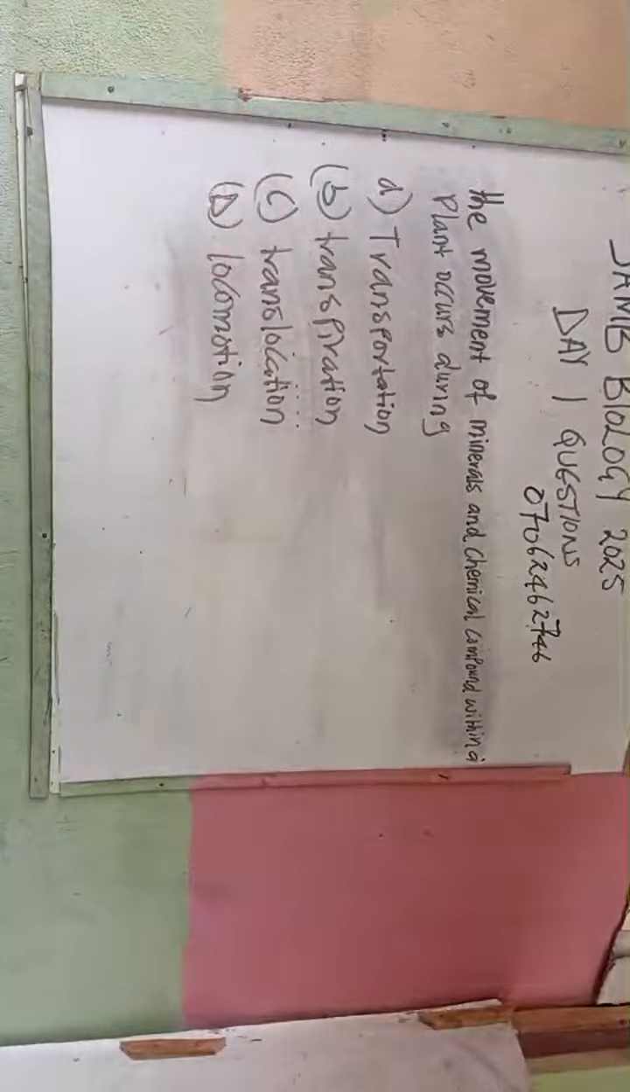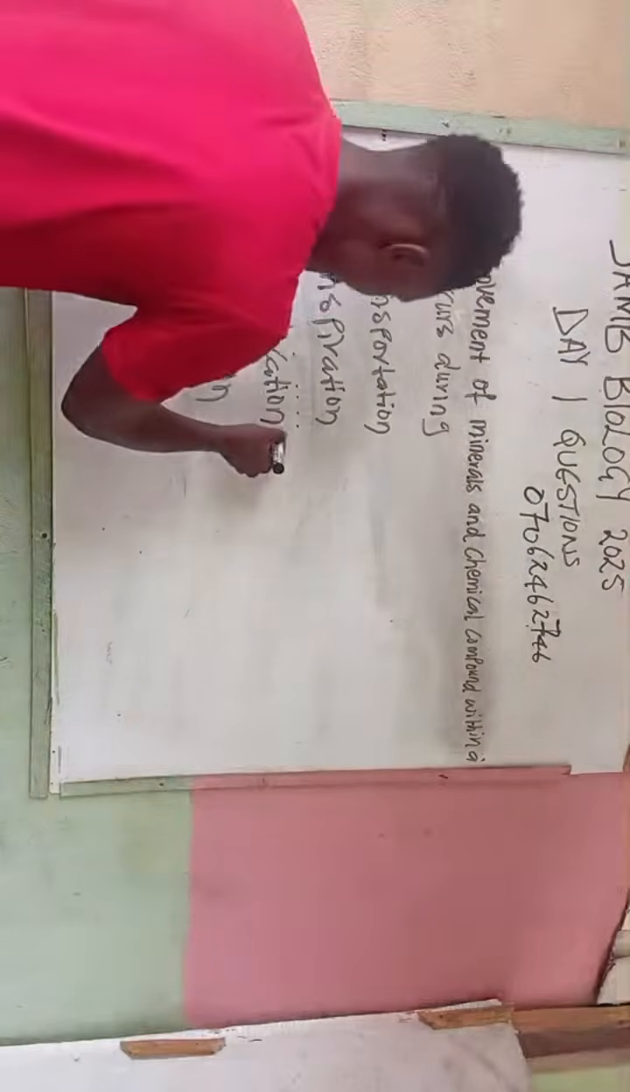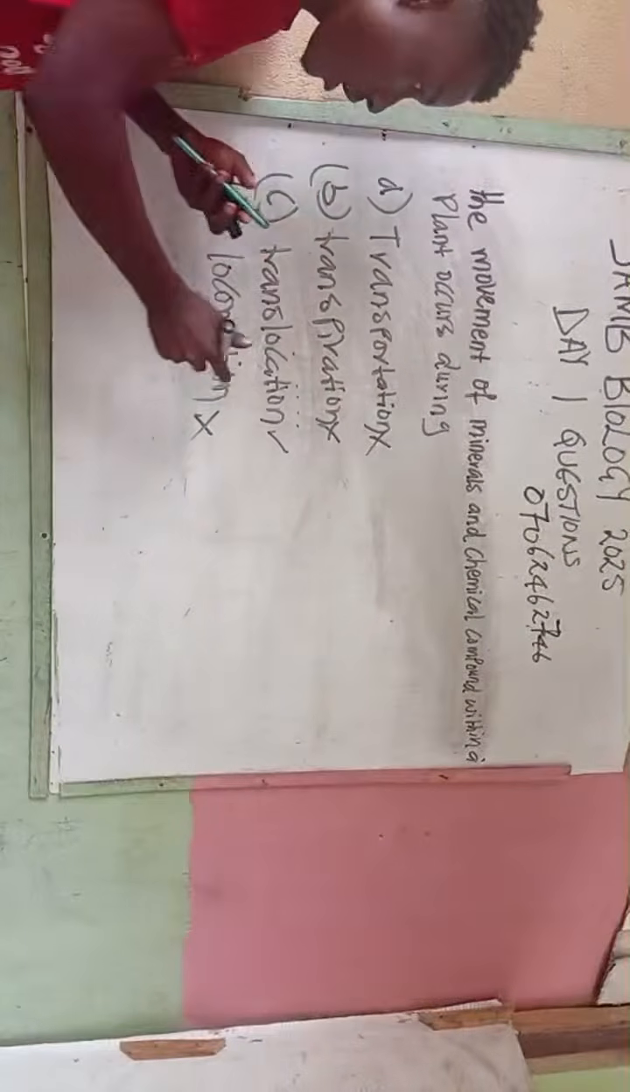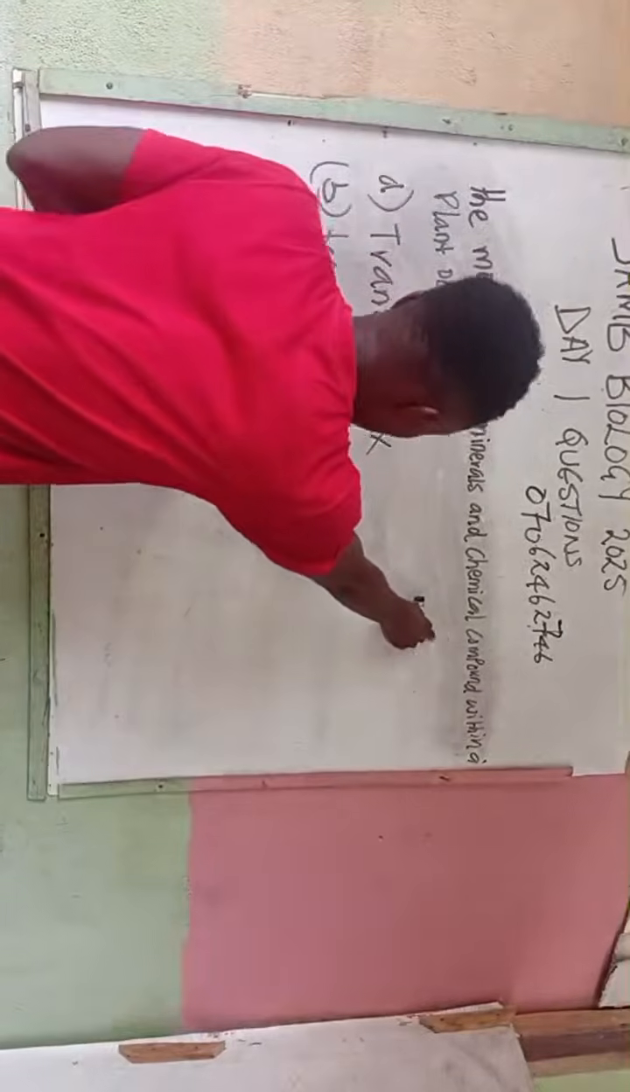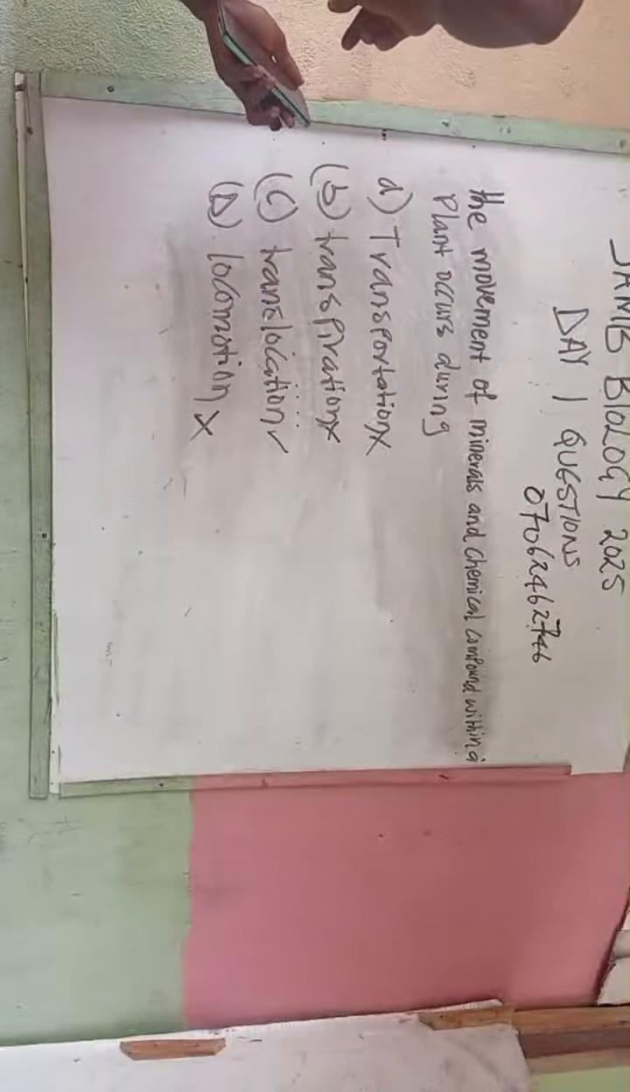So the movement of minerals and chemical compounds within a plant occurs during, yes, someone just mentioned something about xylem. You are correct, all of you are correct, apart from Abdurrahman. It is not transportation, neither is it transpiration or locomotion. The correct answer there is translocation.